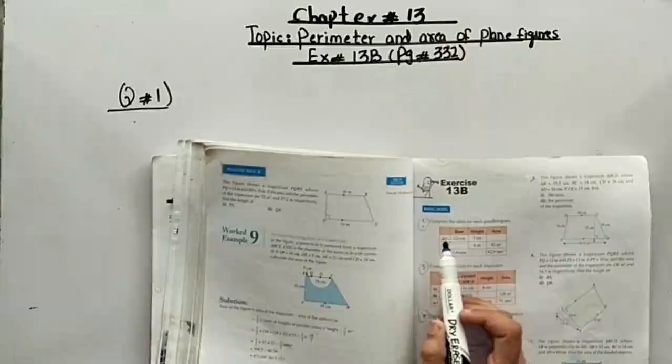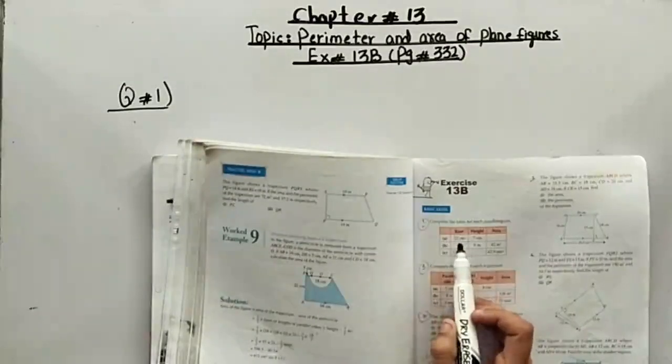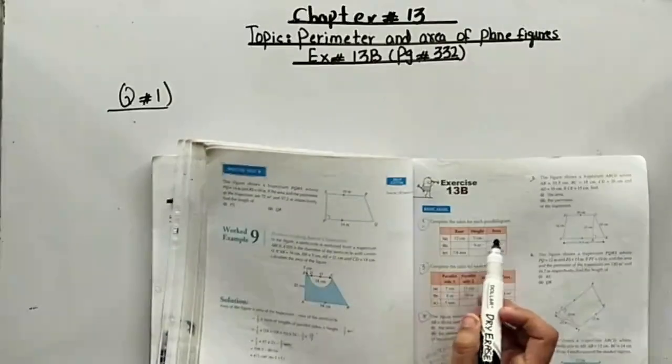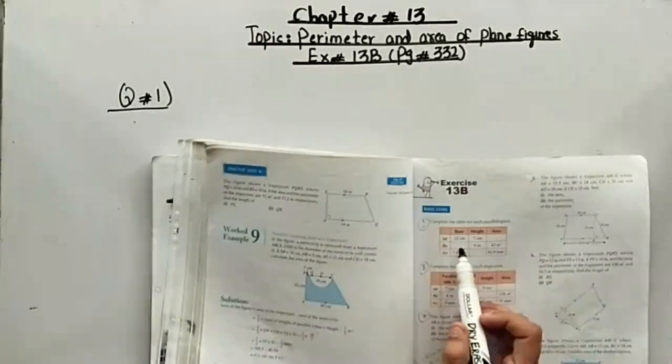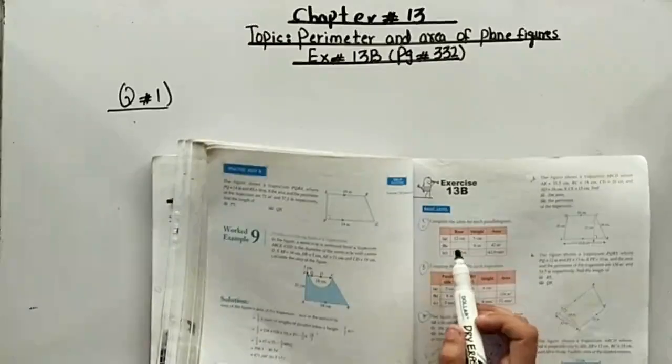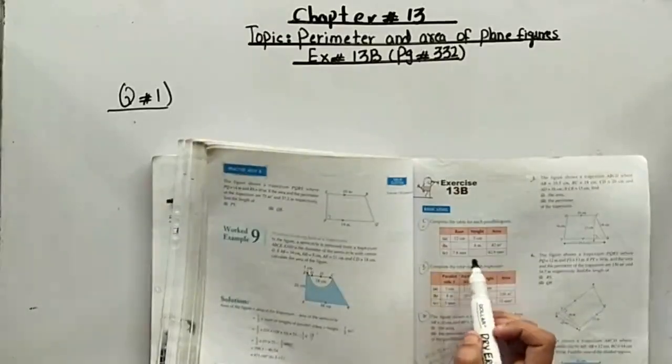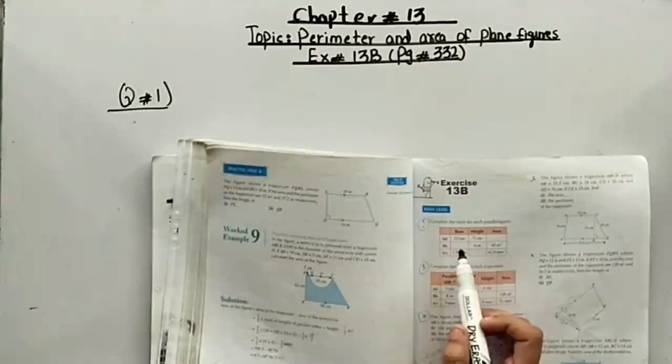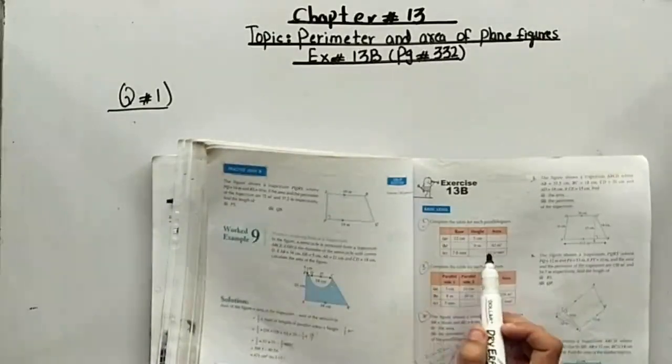Okay, now the first question number 1, table. In the given table, the first A part, base is given 12 centimeter and height 7 centimeter. Then they are asking about the area. They find out the area of parallelogram. And in second part, height is given and area is given. Then they are asking about the base. And in third part, they are asking about the height. So how we can fill this table?